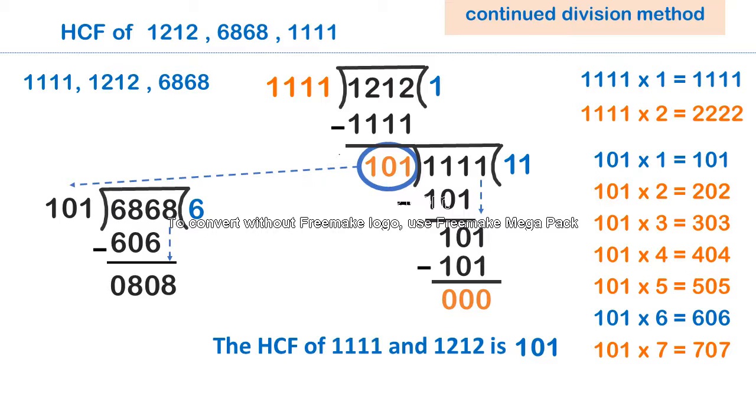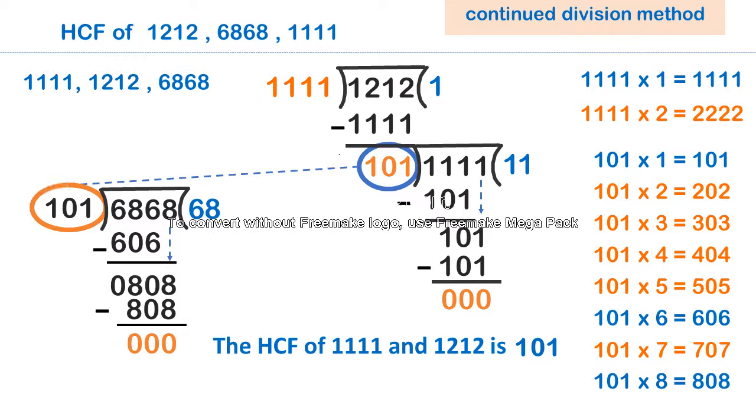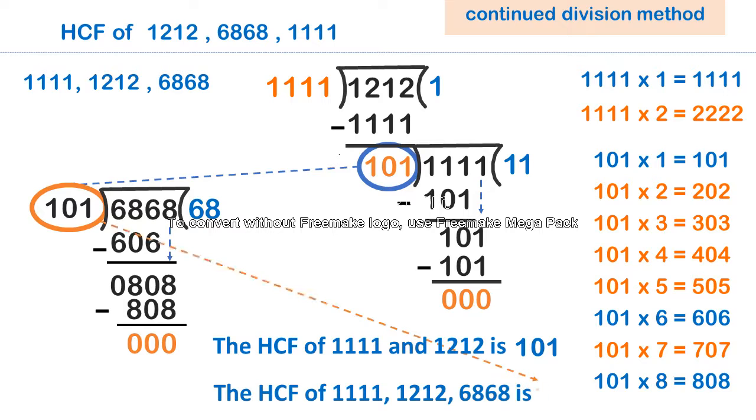Now pull down 8. We have 808. How many times does 101 go into 808? 8 times, because 101 times 8 is 808. So write 808 below 808 and subtract. We get the remainder 0. If the remainder is equal to 0, it means the divisor of the last step is the SCF of 1111, 1212 and 6868. So the SCF of 1111, 1212 and 6868 is 101.